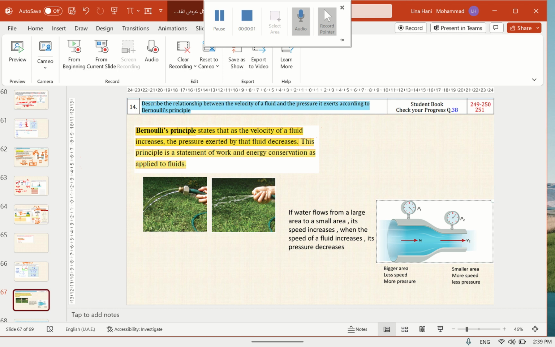The last objective, objective 14: describe the relationship between the velocity of a fluid and the pressure it exerts according to Bernoulli's principle. Bernoulli's principle states that as the velocity of the fluid increases, the pressure of it decreases.